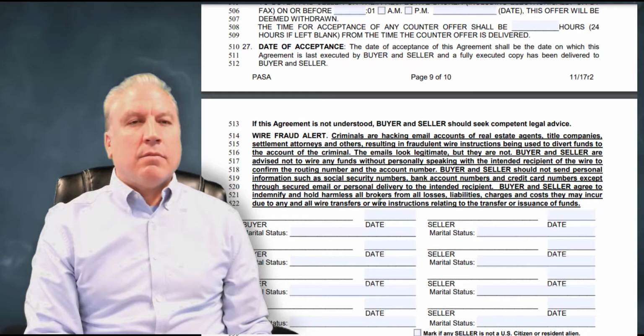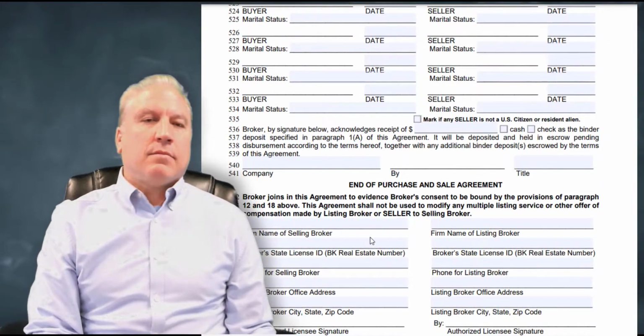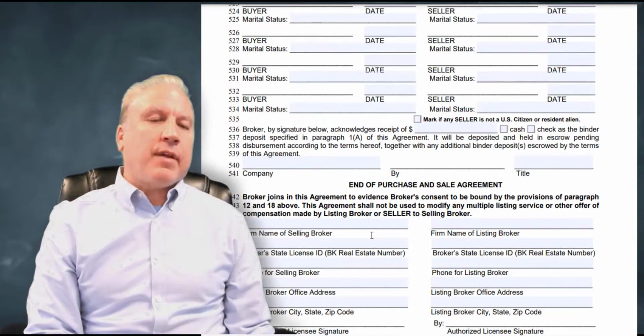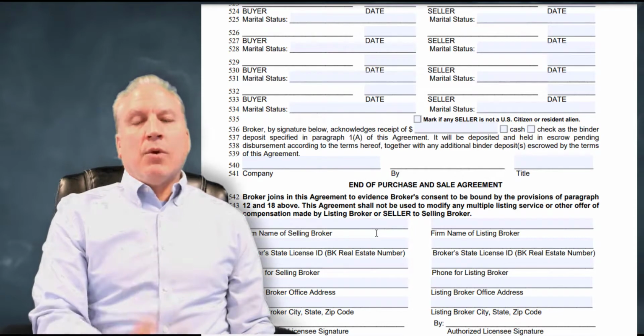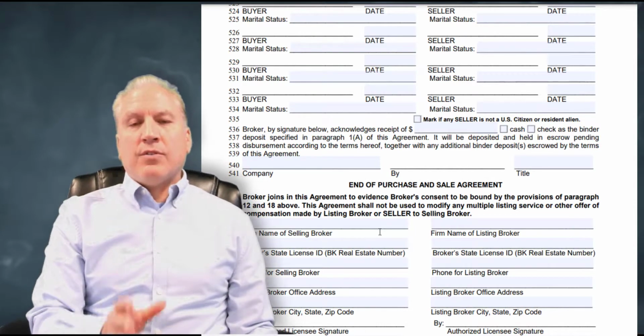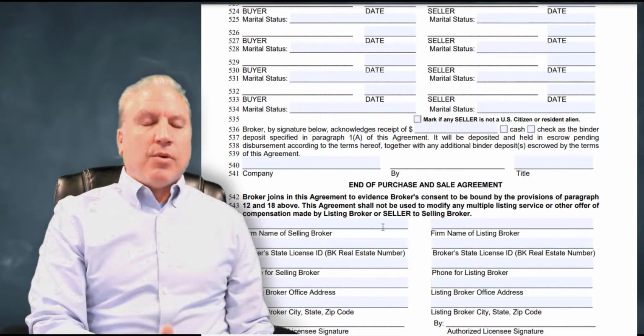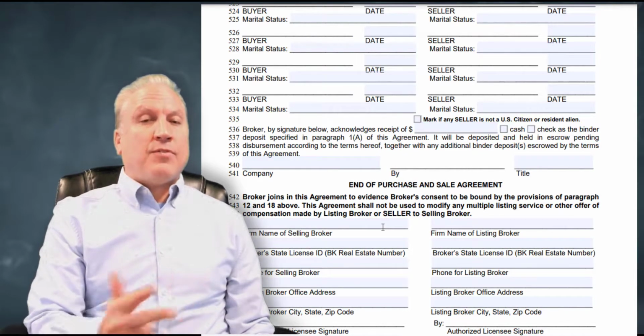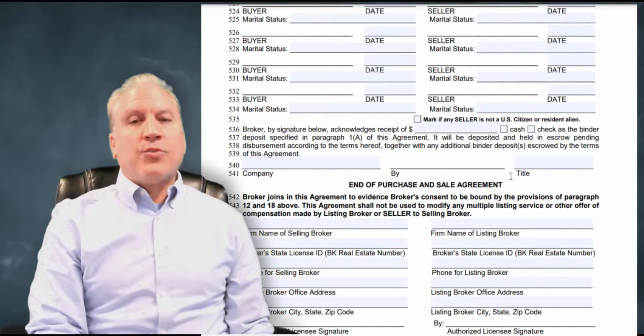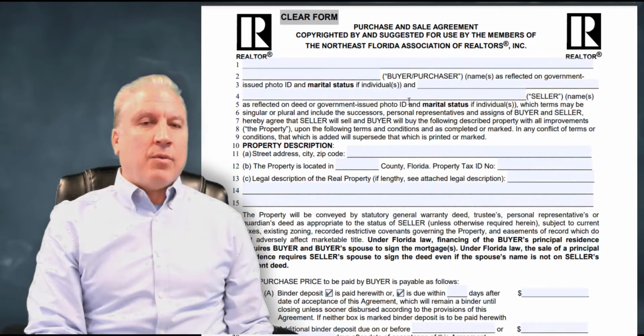And look, this is a 10-page document. We've been looking at it for half an hour, and we still did not get into all the details. The most important thing you want to look at is selling price, who's responsible for paying the different fees, and what happens if somebody breaks the contract. Those are the key things in any real estate transaction that you want to look at.